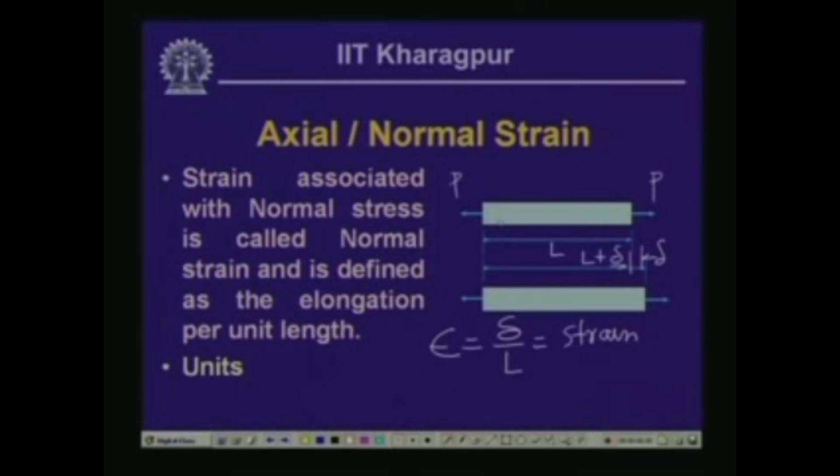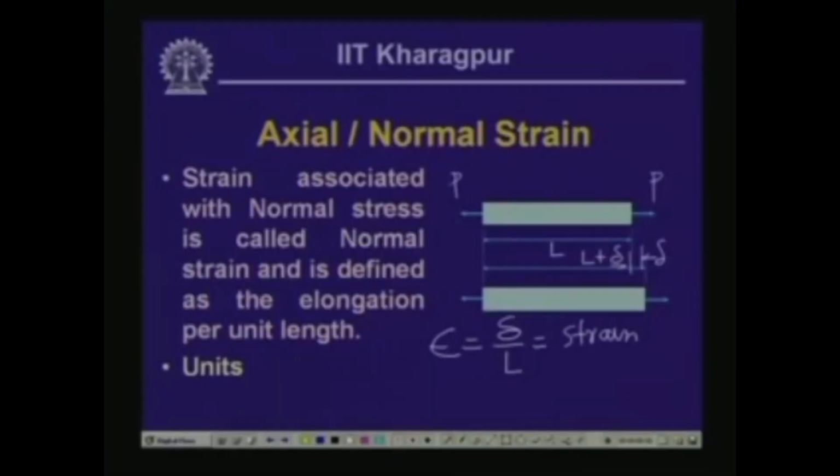Also, as we have looked into earlier, when a body is subjected to an axial force, we get a stress which we call normal stress, which is the stress normal to the cross section of the body. In line with that, we define the strain or the deformation which is along the axis as the axial strain, and to compare with the normal stress, we call this strain the normal strain. So, strain associated with normal stress is called the normal strain, and we define this as elongation per unit length.